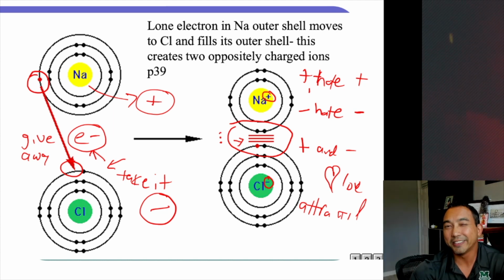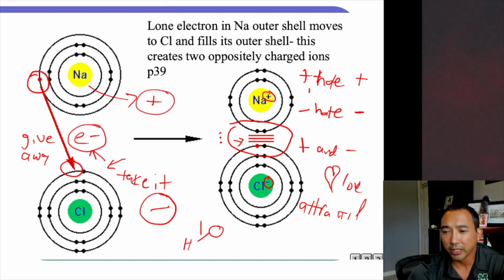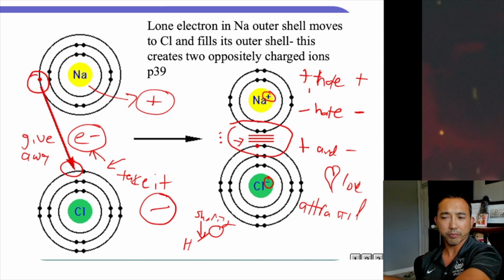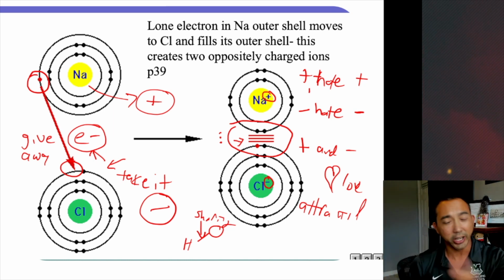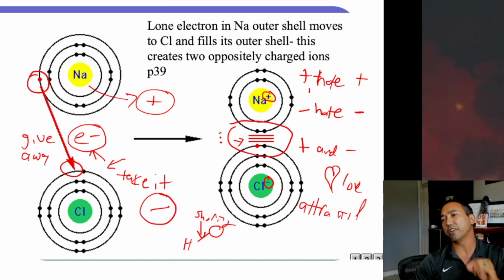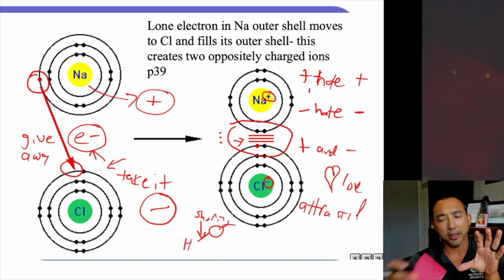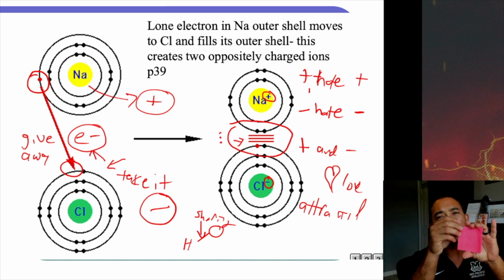That is different than drawing this with oxygen and a line. Remember, the line is a sharing, and it's like my arm. It's a strong bond, right? I can't break it. Well, I can, but it takes a lot of energy. That is not attached to it.